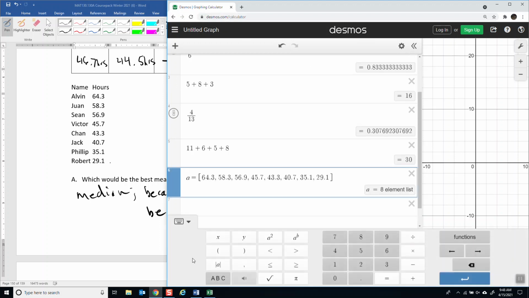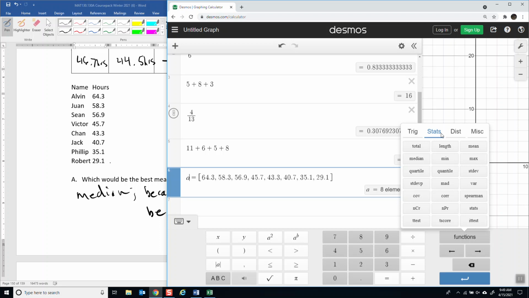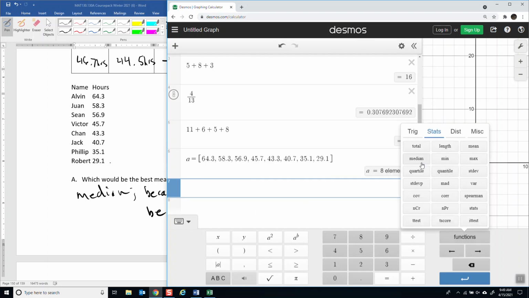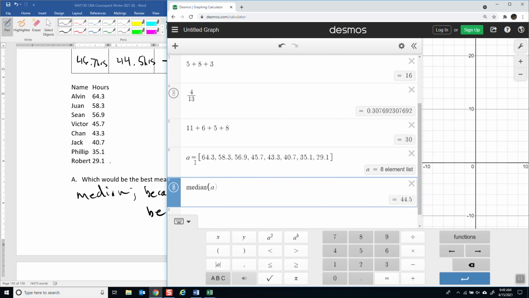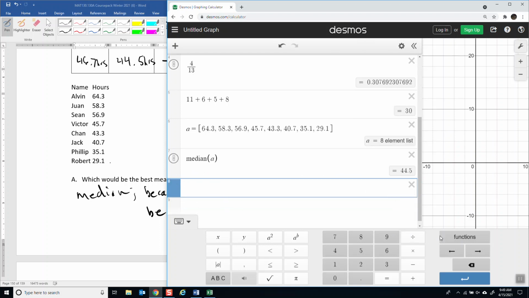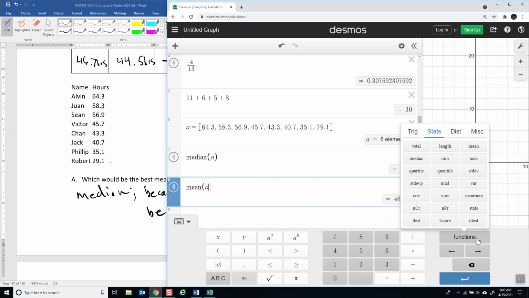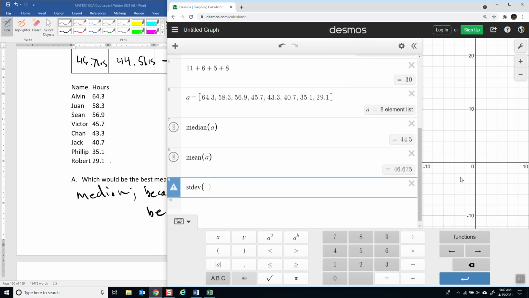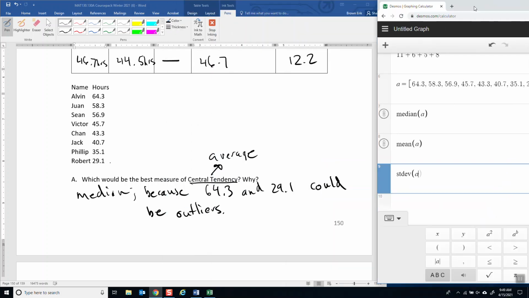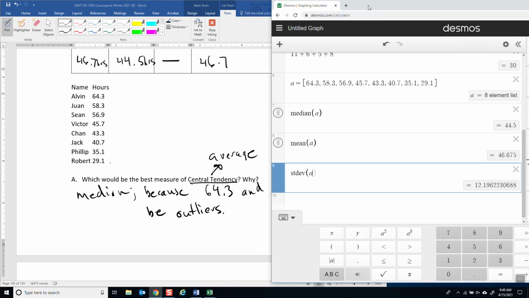And then I'm going to click this keyboard, and under functions and stats, we're going to have all the things we need. So if I want the median, I just do median and put in the letter. Hey, 44.5, same thing we got. Awesome. If I want the mean, the letter, 46.675. If I want the standard deviation, Desmos delineates between population and sample with STDEV-P for population and STDEV for sample. So 12.196, and so on. 12.2 is what we had.